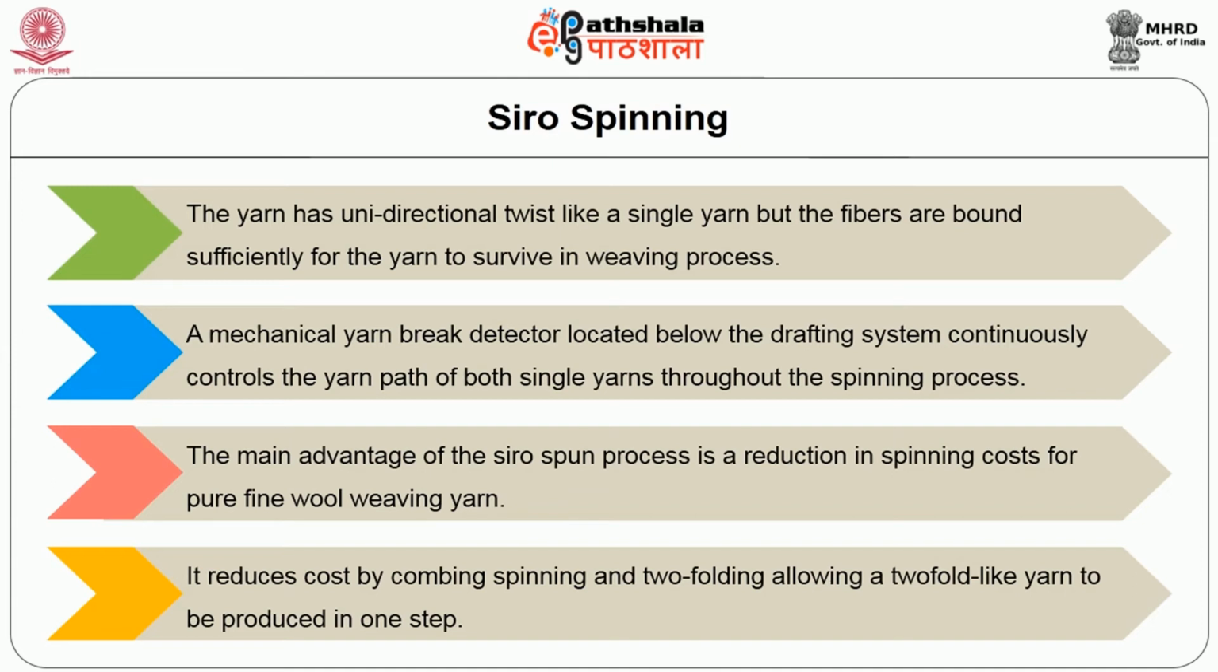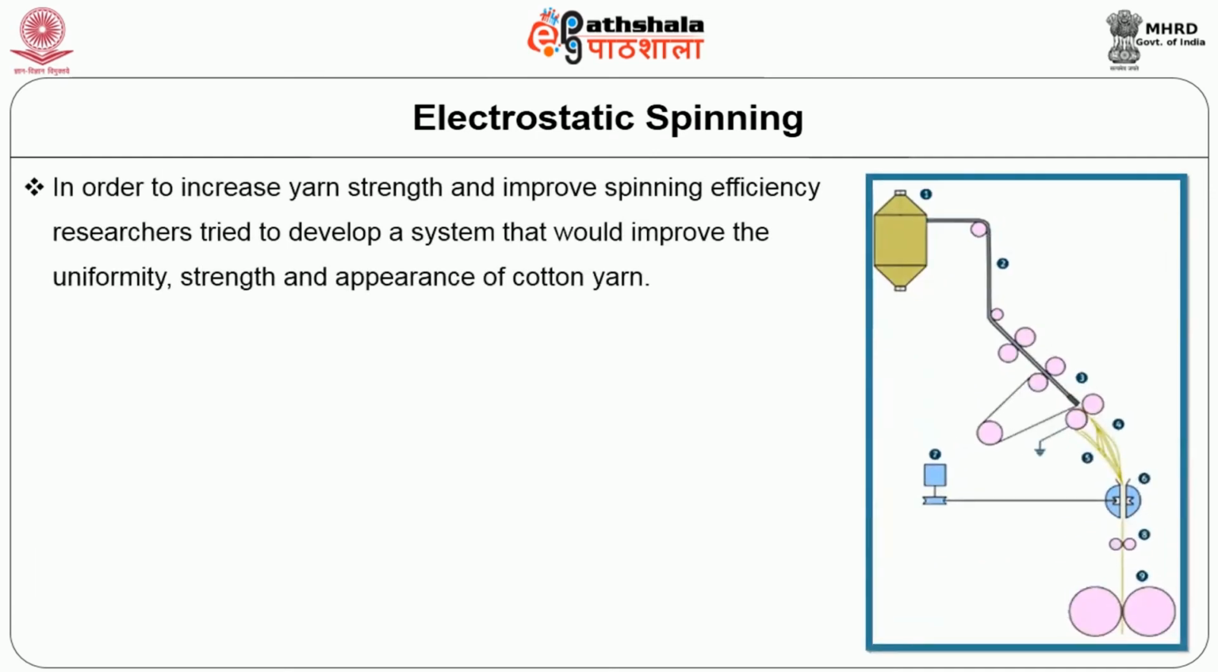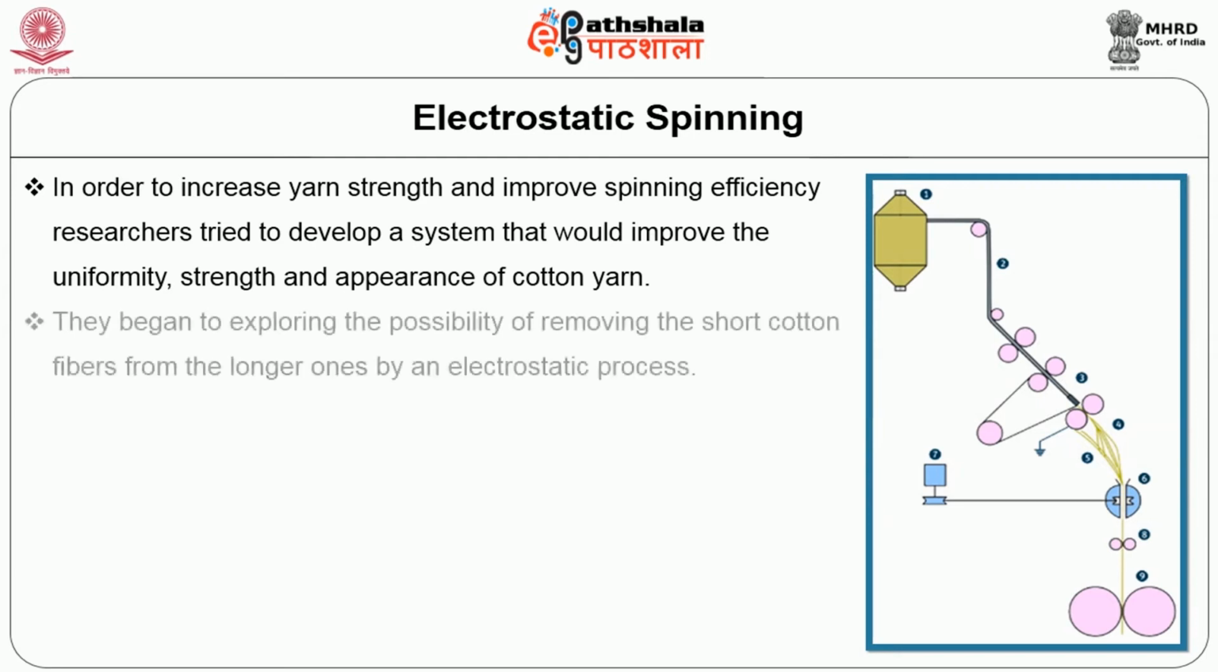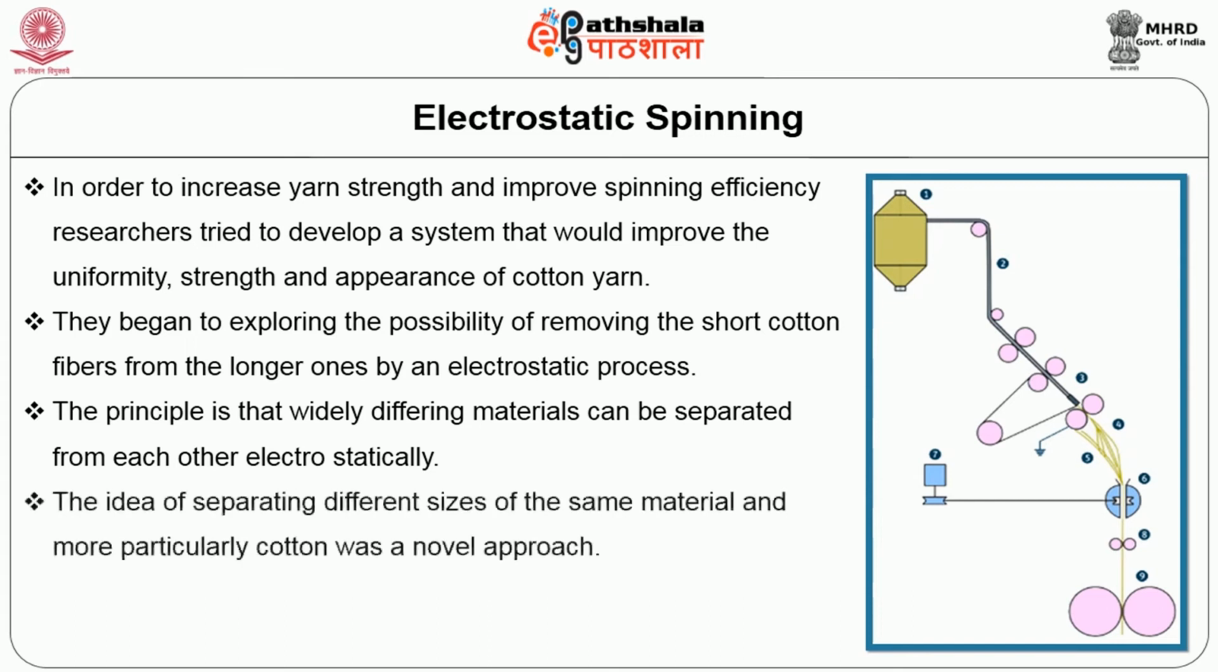Next is the electrostatic spinning. In order to increase yarn strength and improve spinning efficiency, researchers tried to develop a system that would improve the uniformity, strength and appearance of cotton yarn. They began exploring the possibility of removing the short fibers from the longer ones by an electrostatic process. The principle is that widely differing materials can be separated from each other electrostatically. The idea of separating different sizes of the same material, and more particularly cotton, was a novel approach.